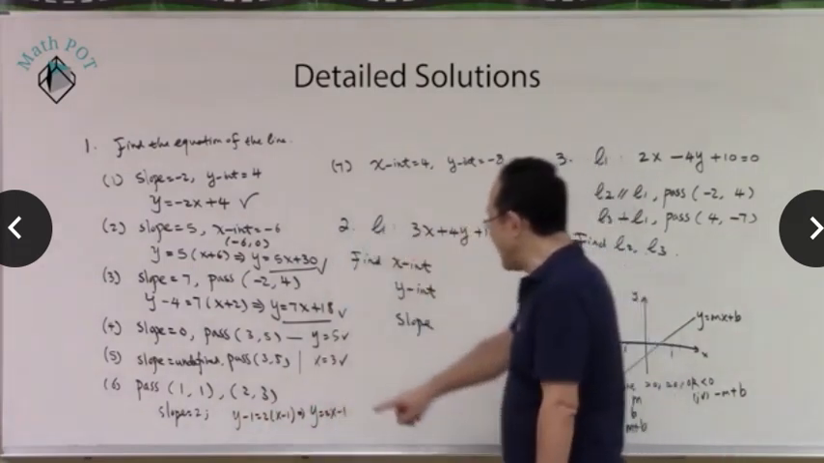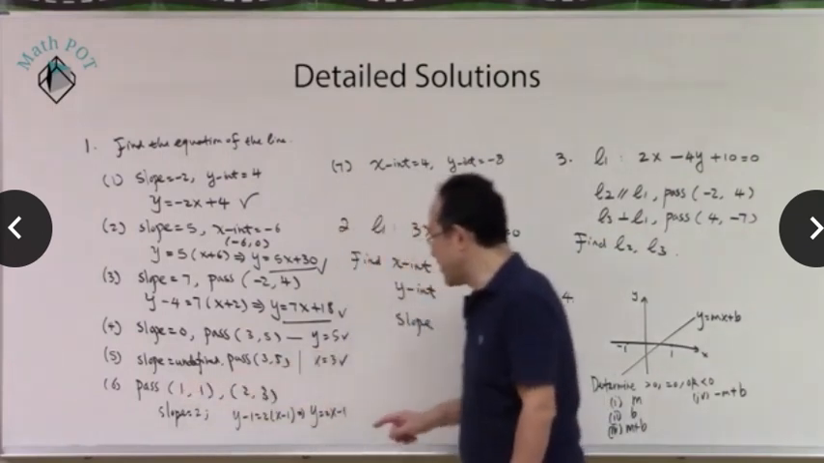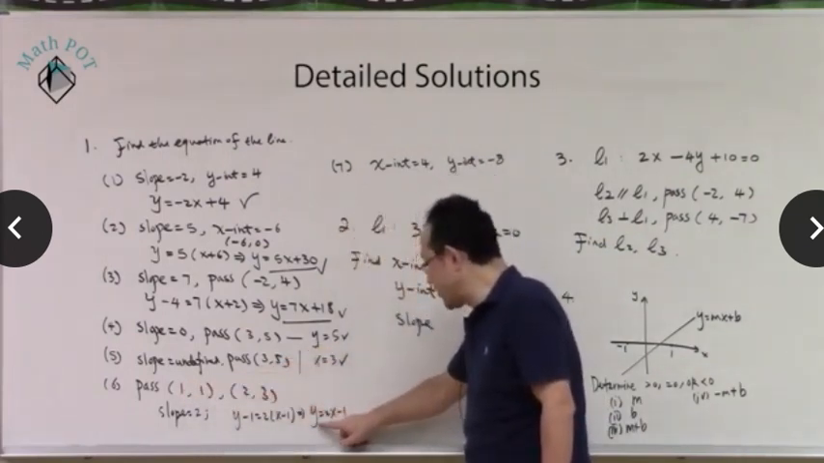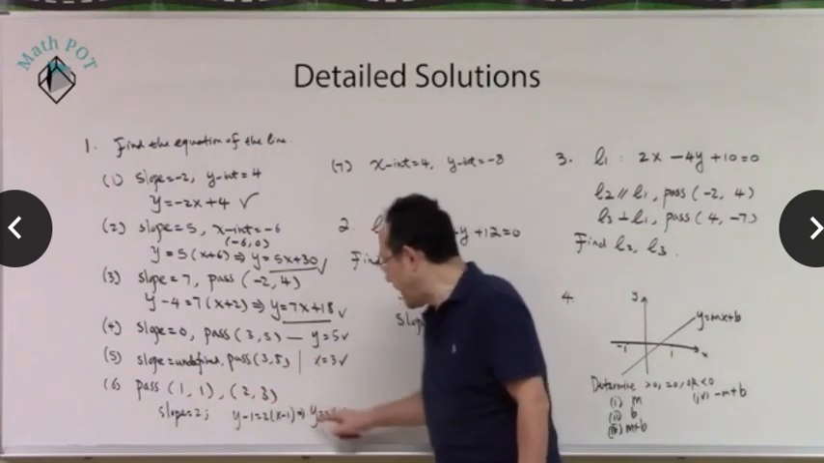Quickly verify if this equation satisfies both conditions. With x equals 1, clearly y equals 1. That means definitely this point is on this graph.